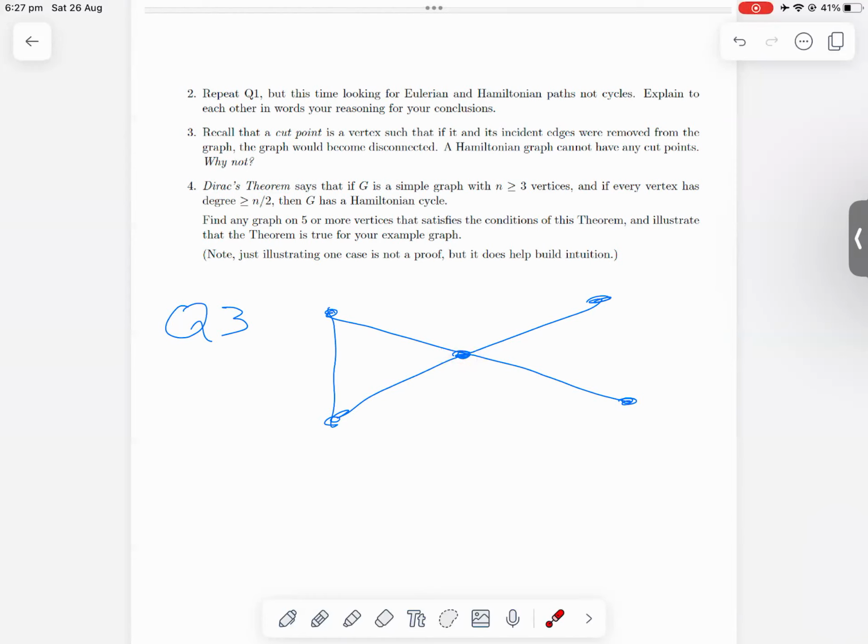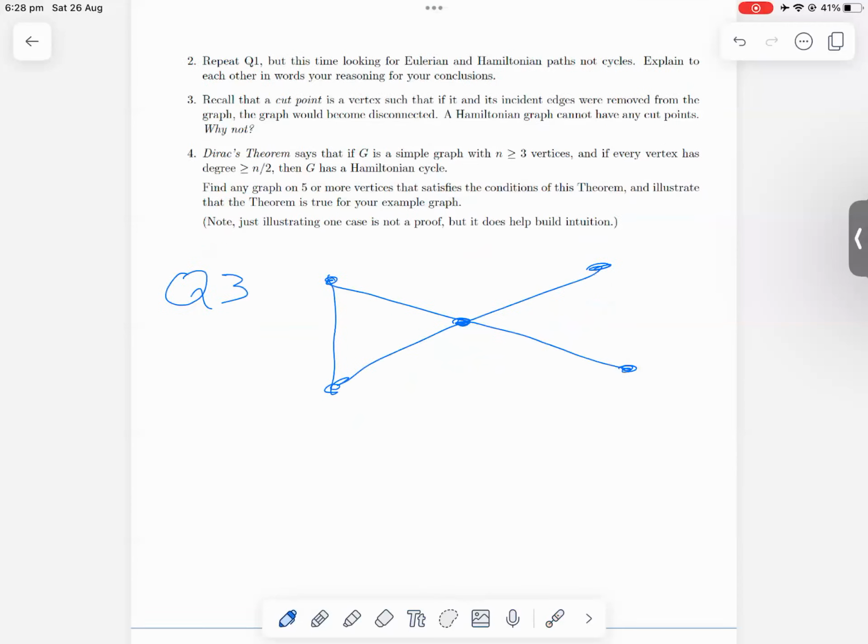So this is a counterexample for the claim that every Hamiltonian cycle graph has a cut vertex, but no, it's not like that. So a Hamiltonian cycle cannot have one, for obvious reason. And one example, which is not a proof, but it supports the idea that a graph which has a Hamiltonian cycle cannot have a cut point. Now, let's have a look at question 4.